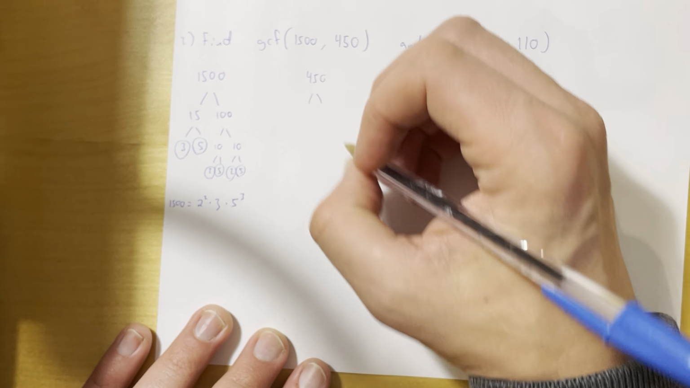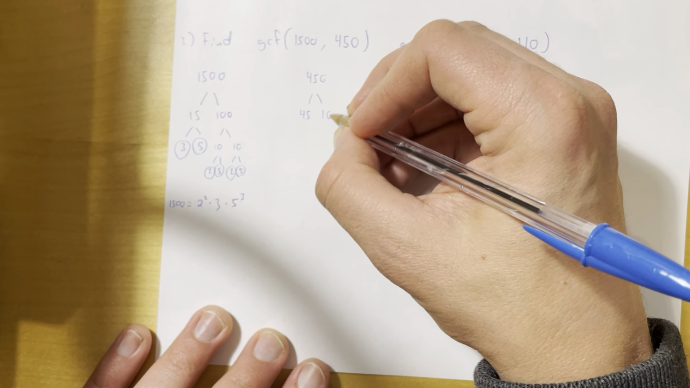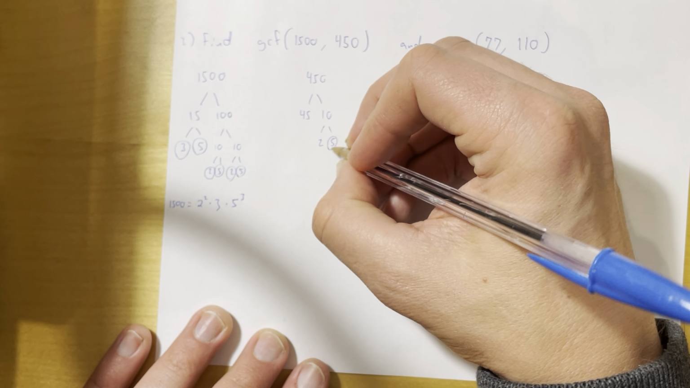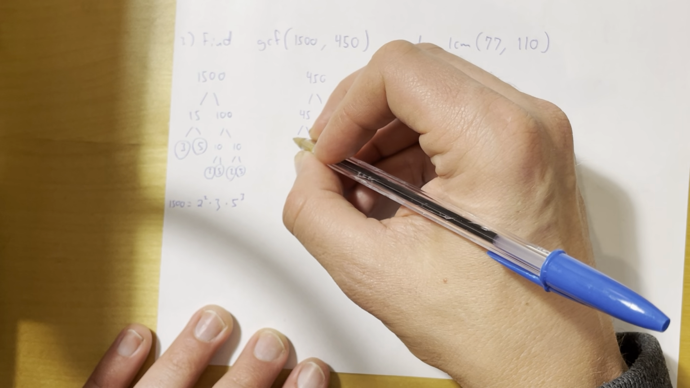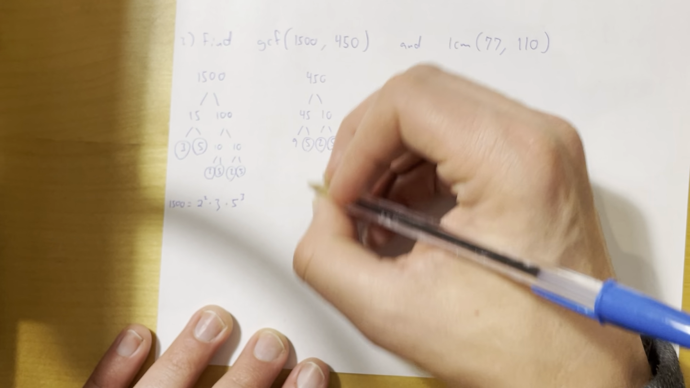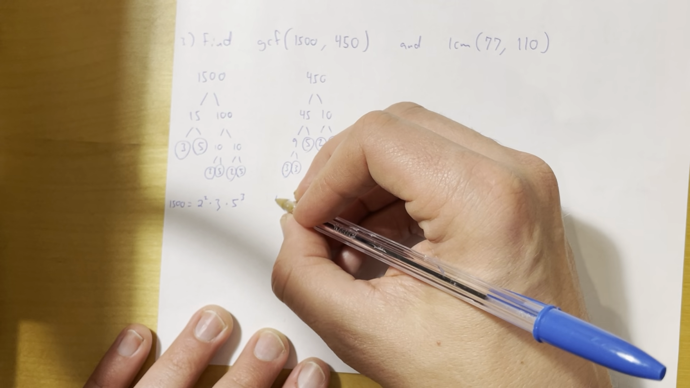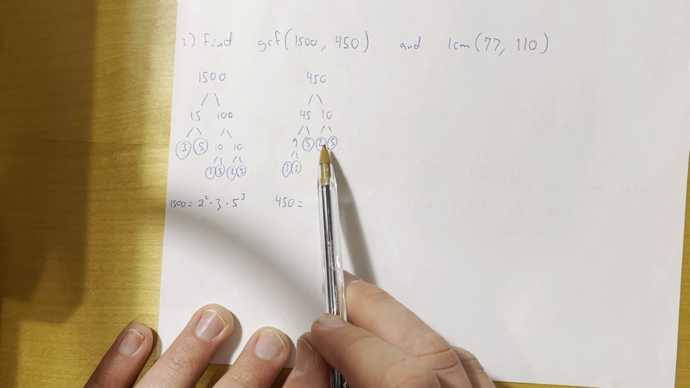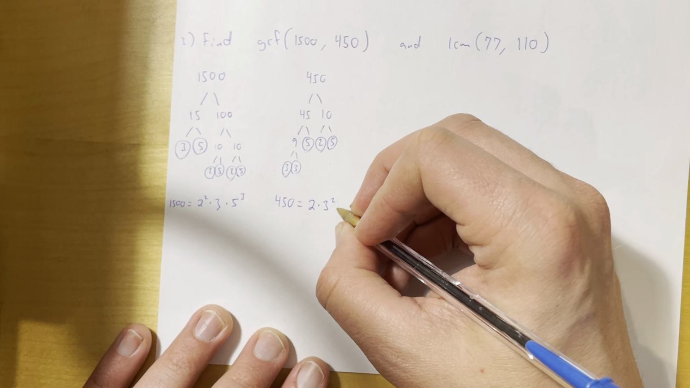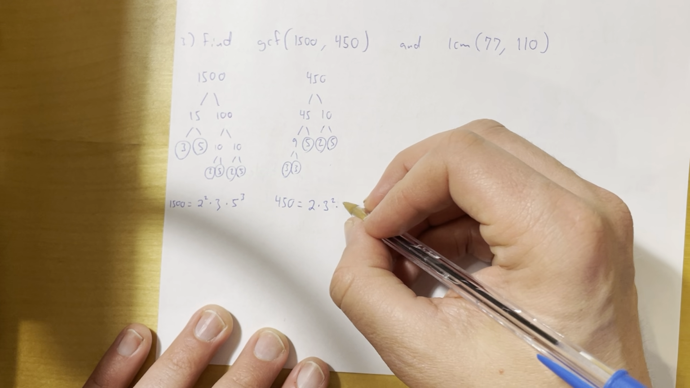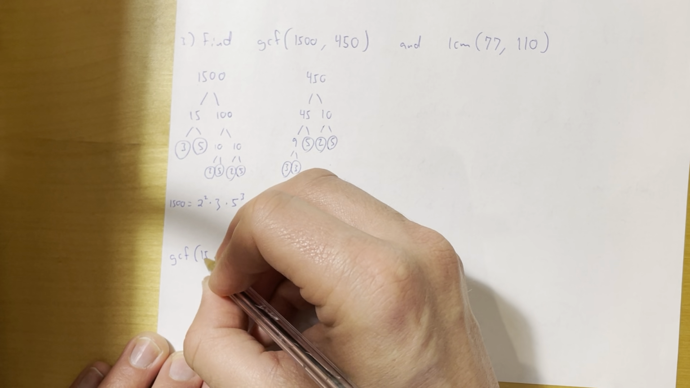Okay, we're going to break this down in a similar way. 450, to me, the most obvious way to break that down is 45 times 10. 10 is equal to 2 times 5, so we have that. 45, from my multiplication tables, I know that's equal to 9 times 5. 5 is prime. 9 is equal to 3 times 3. Okay, so that means 450 is equal to 2 times 3 squared times 5 squared.